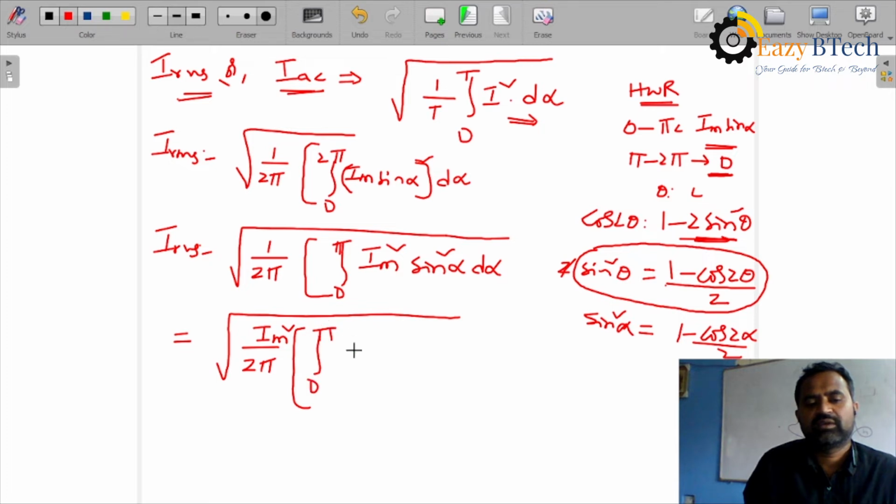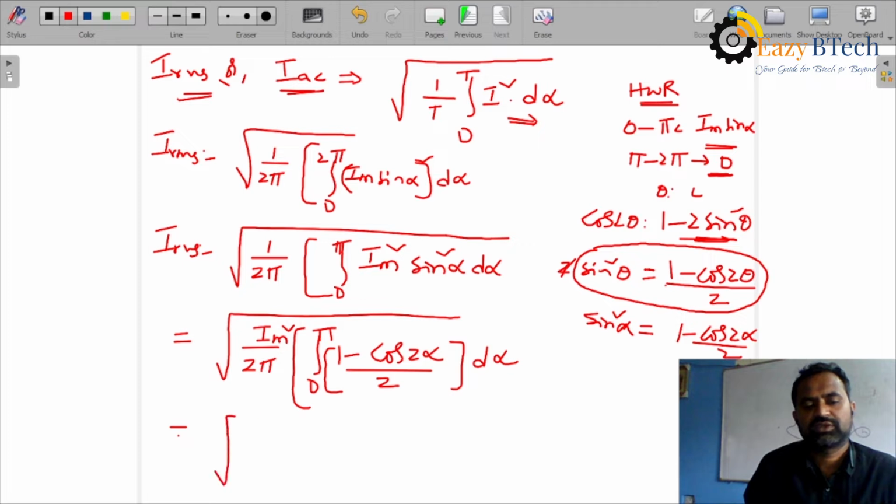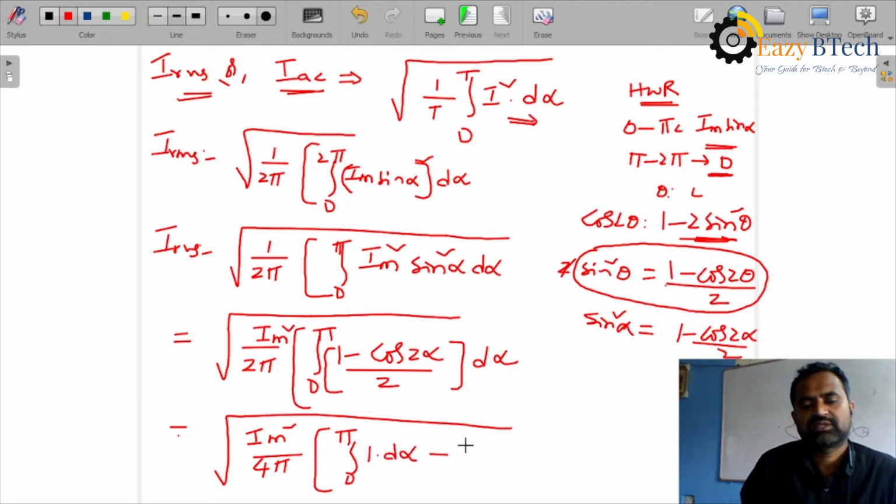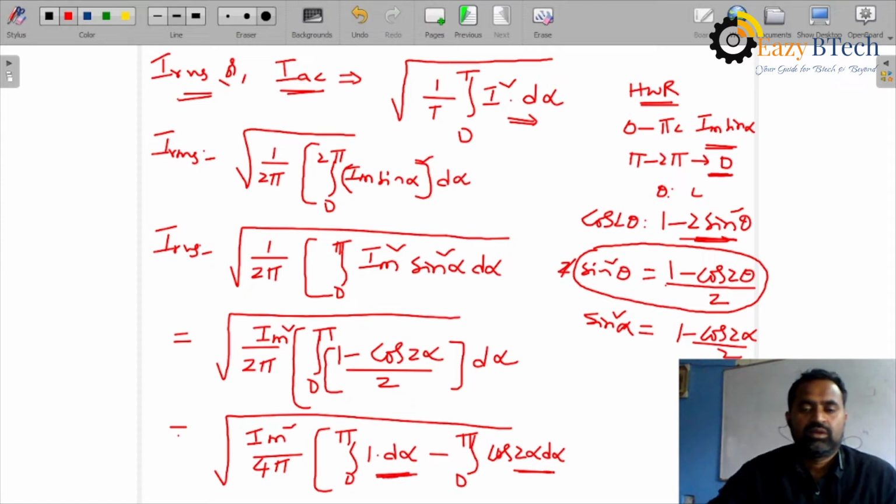The same we write here: integral 0 to pi of 1 minus cos 2 alpha by 2 into d alpha. We substitute that expression. Im square by, this 2 comes out, 4 pi, times the integral 0 to pi of 1 into d alpha minus the integral 0 to pi of cos 2 alpha d alpha. Okay students, see these expressions.